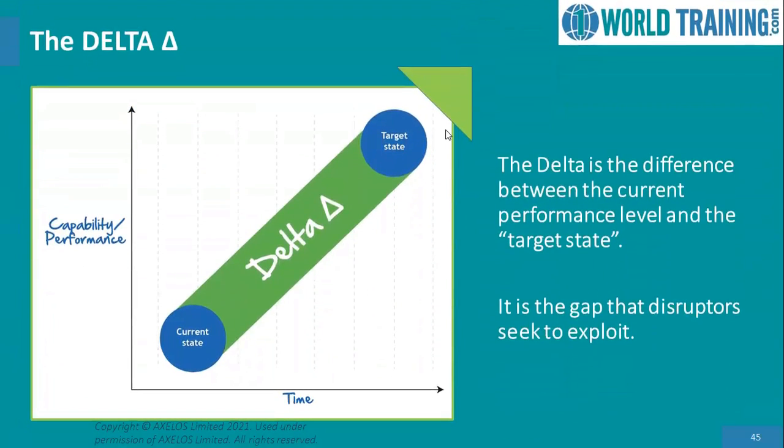The delta, therefore, is a key concept in AgileSHIFT. It is the difference between the current performance level and the target state. If you look at this picture here, we've got time on the x-axis and the capability of performance on the y-axis. At the current state of capability and performance, and in the future, there is a target state. So the difference between the two is known as the delta. And it is this gap that disruptors seek to exploit.